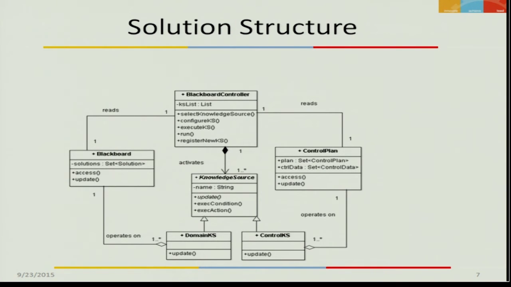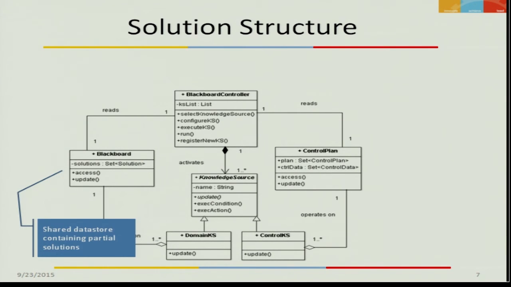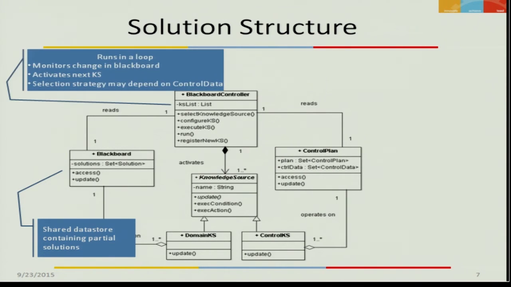So as you see here, there is something called a Blackboard controller that uses a set of knowledge sources. There is a control plan and there is a Blackboard. The Blackboard contains the partial solutions. As you can see here, there is a set of solutions which are accessed and updated. This Blackboard controller is a master controller that runs in a loop, and it monitors a change in the Blackboard. In fact, it can even run in an infinite loop.